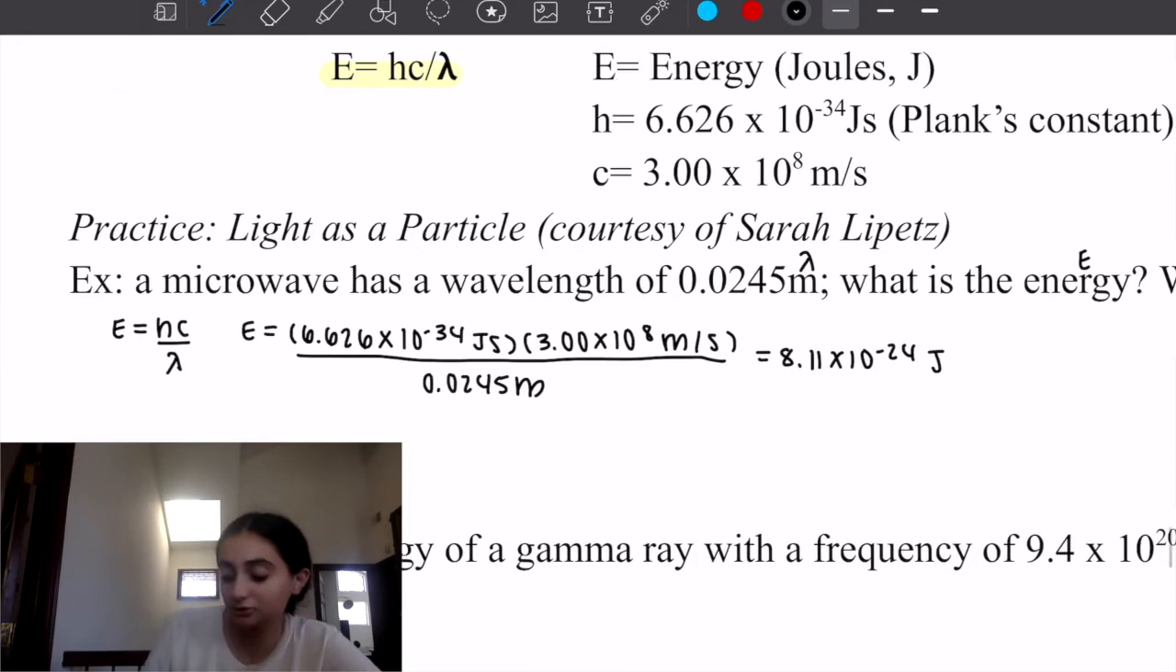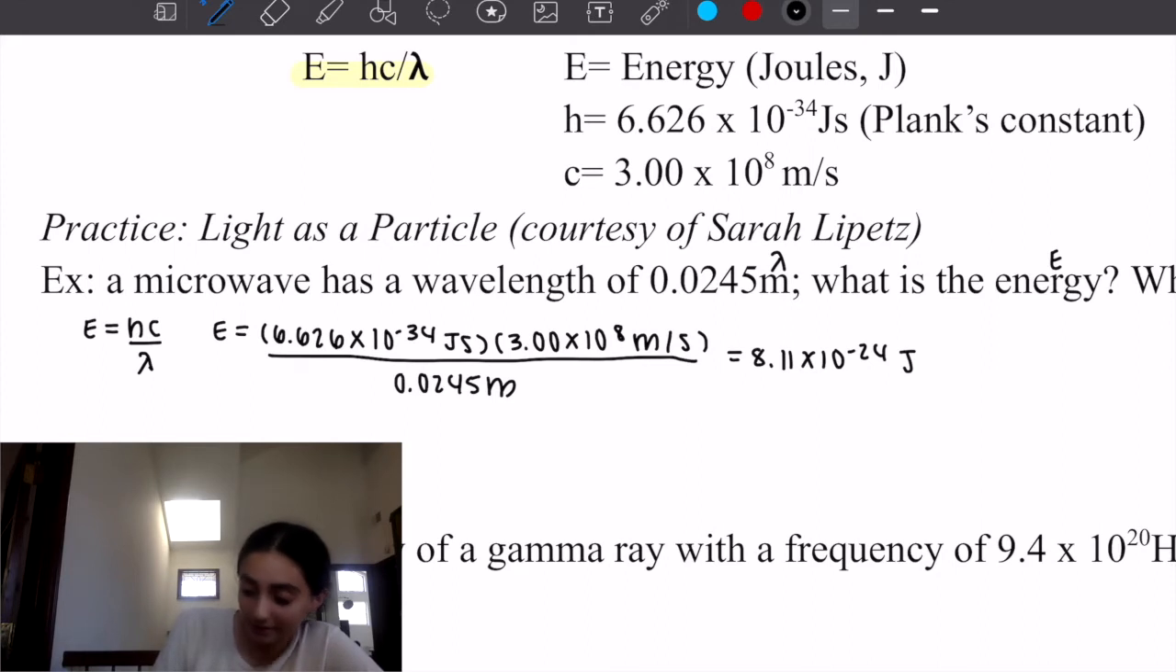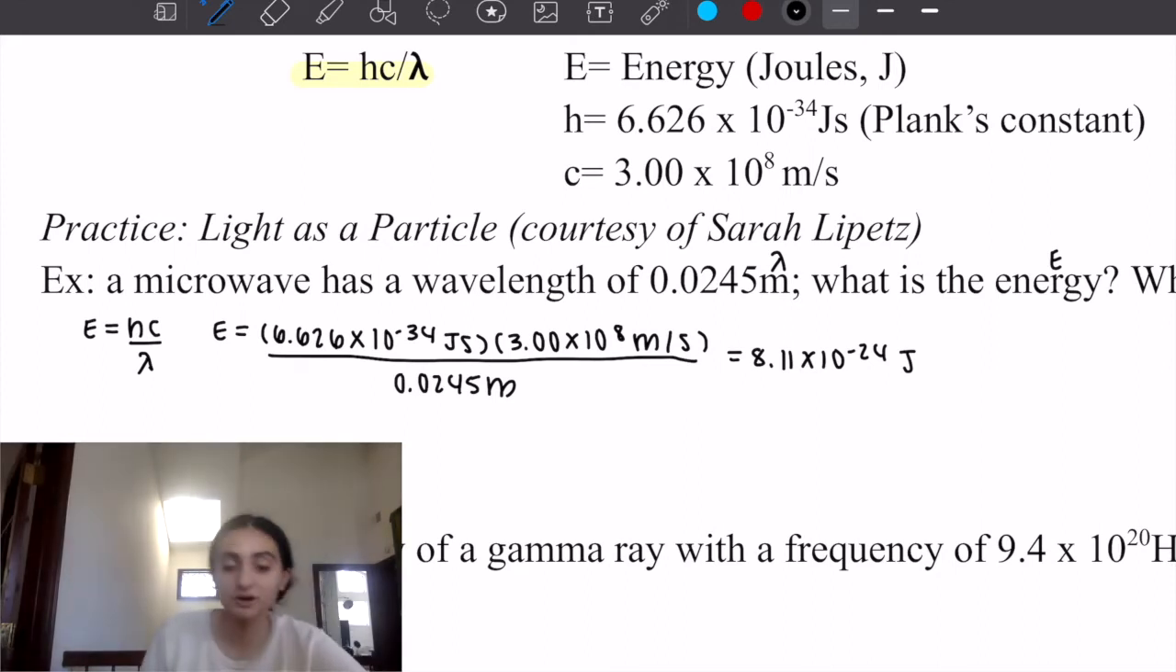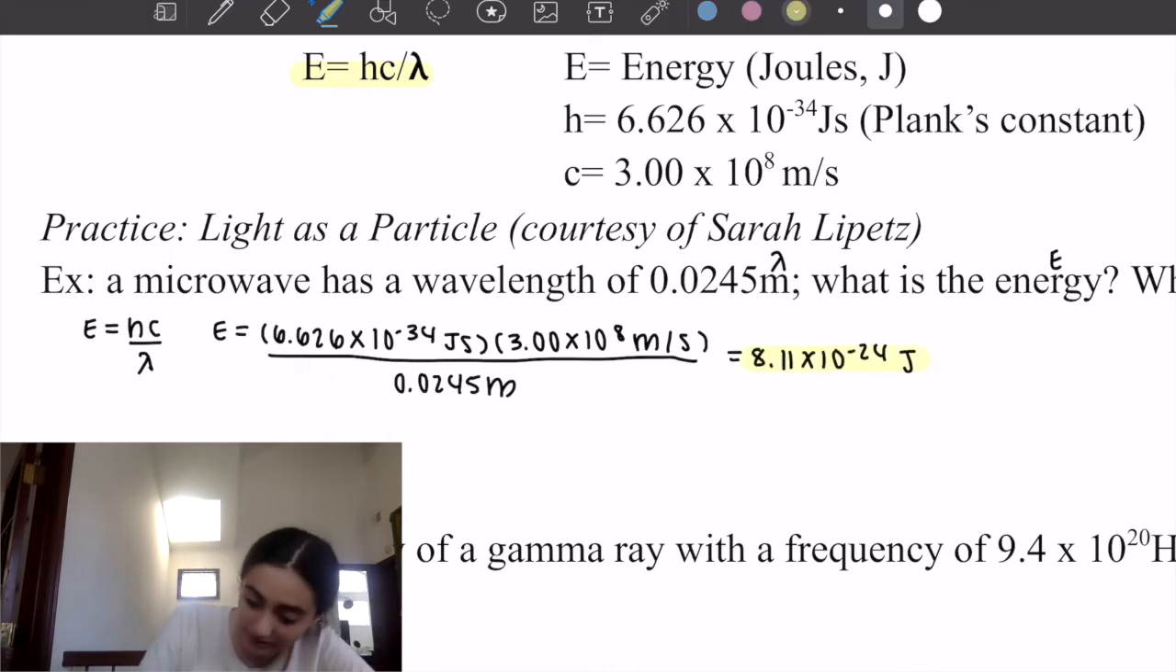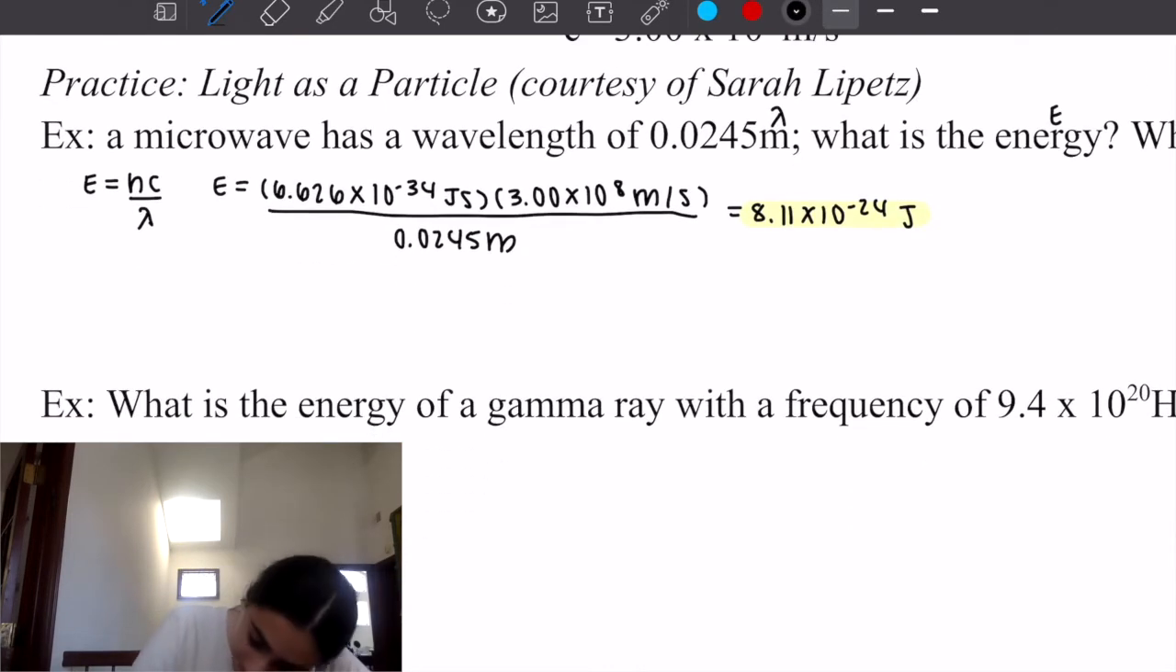And our unit is joules. And remember, in your calculator, this multiplication should occur first, so make sure you are doing that properly with parentheses. So there's our energy, and I'll show you how these units work out.